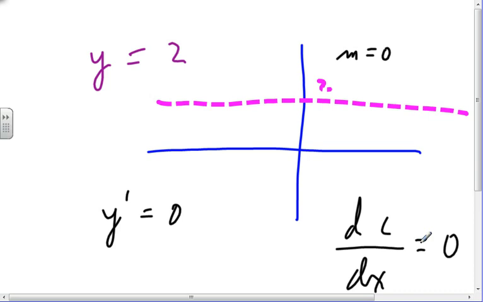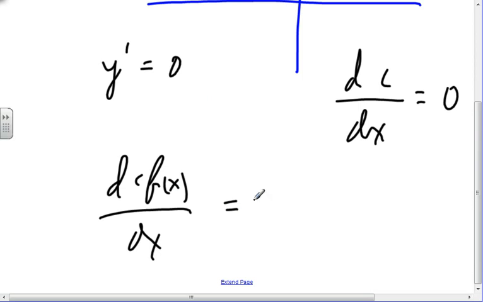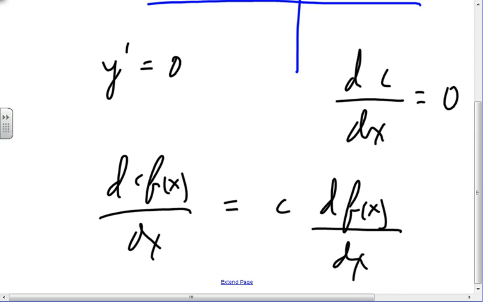So it could be with respect to time, with respect to x, with respect to z, or whatever. If it's a constant and I take its derivative, it's going to be 0. The derivative is going to be a linear thing. So if I take the derivative of c times f of x with respect to x, that's going to be the same as that constant times the derivative of f of x.